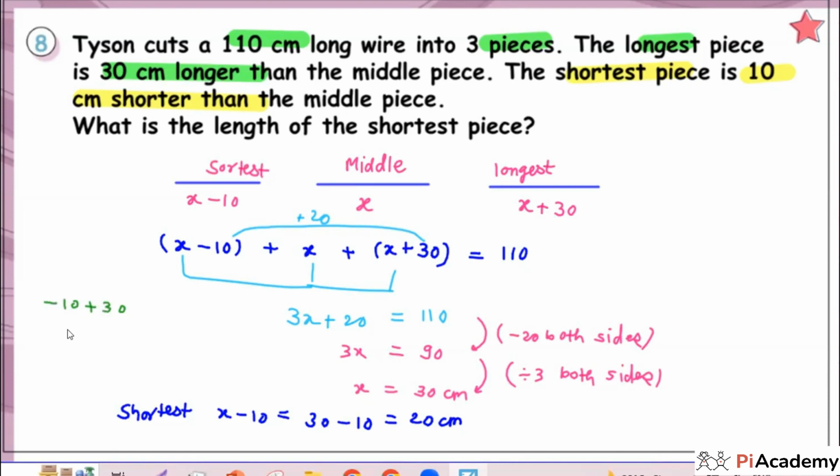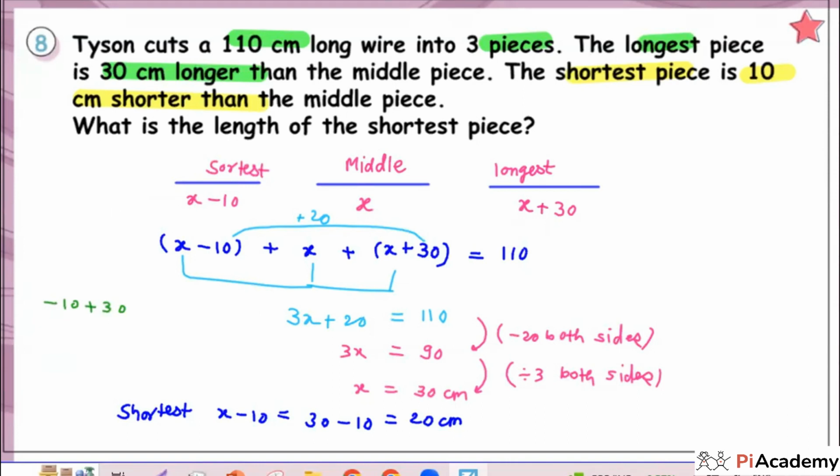Yes, Mayur, what is your doubt? I don't understand how x minus 10, which is 20, plus x, which is 30, which is 50, then x plus 30 is 80, plus 50 is 130, not 110. Okay, let's check. You are not agreeing with what you are putting for x? You are putting 30.